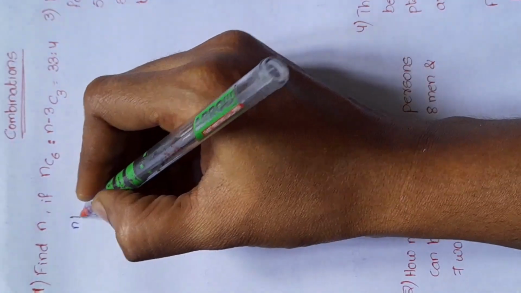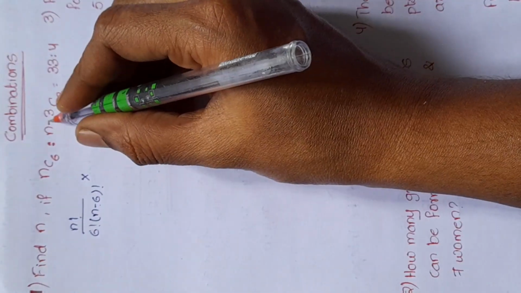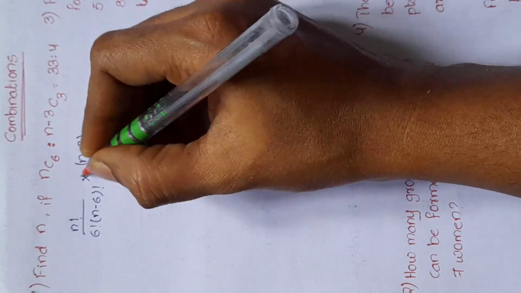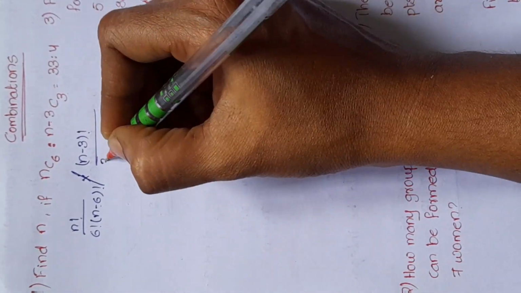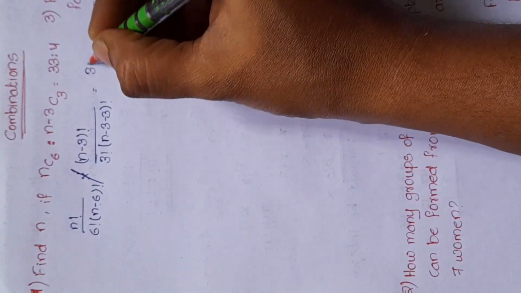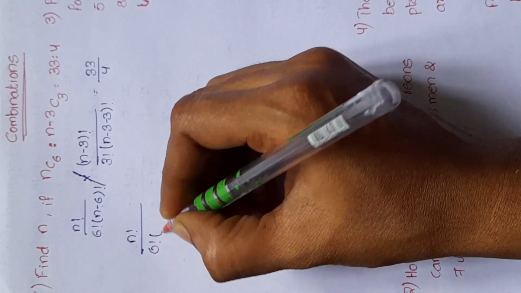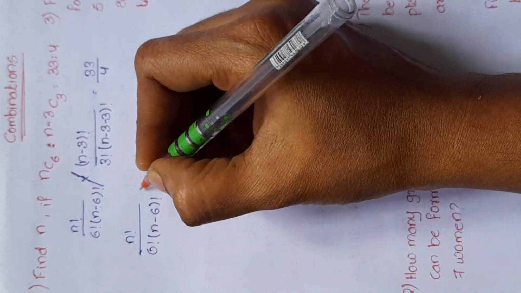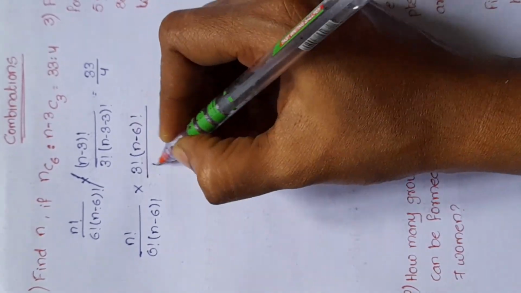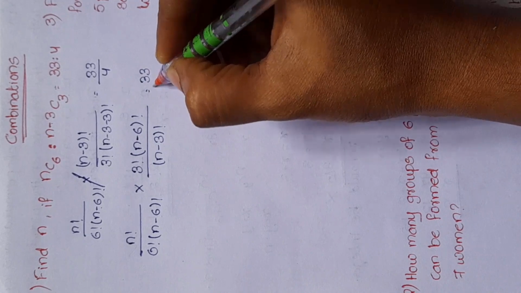nC6 can be written as n factorial by 6 factorial into (n minus 6) factorial. (n minus 3)C3 can be written as (n minus 3) factorial by 3 factorial into (n minus 3) factorial, which is equal to 33 by 4. This can be written as n factorial by 6 factorial into (n minus 6) factorial, times 3 factorial by (n minus 6) factorial by (n minus 3) factorial, is equal to 33 by 4.